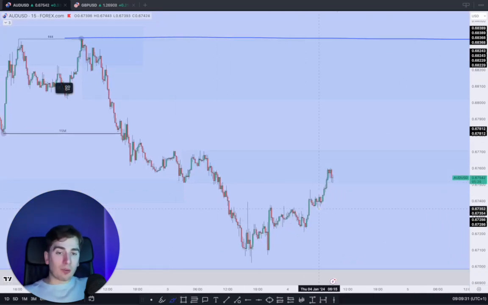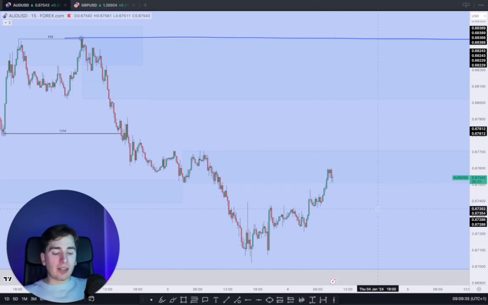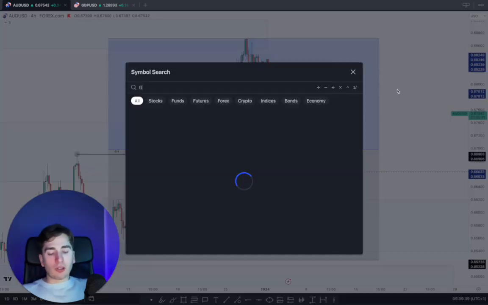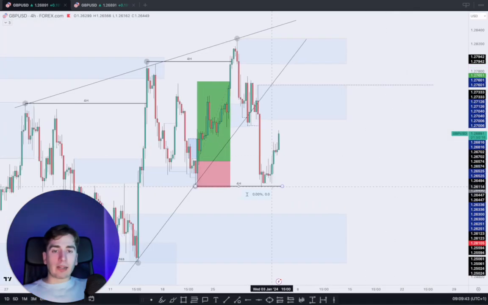So for myself, we would need to break this low and then see a pullback for a shorting opportunity over here on Aussie dollar. So that is that. Moving on in towards pound dollar. So pound dollar at the moment is pushing back up in towards highs.